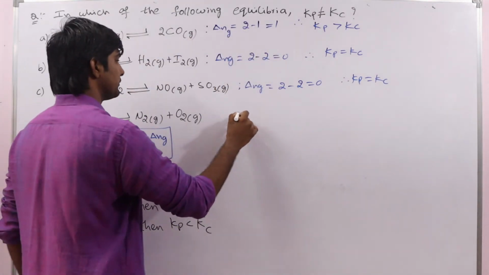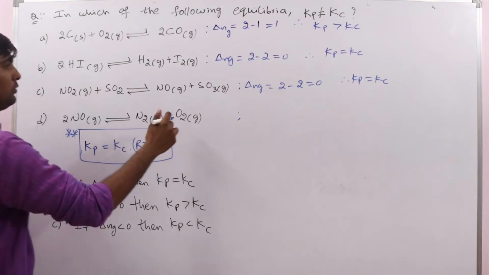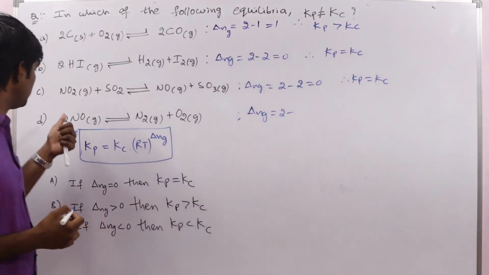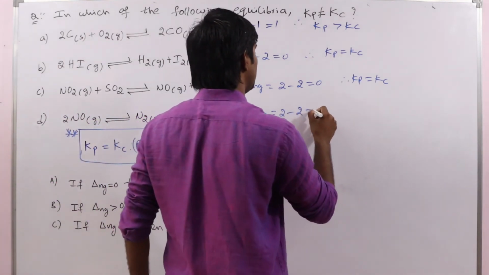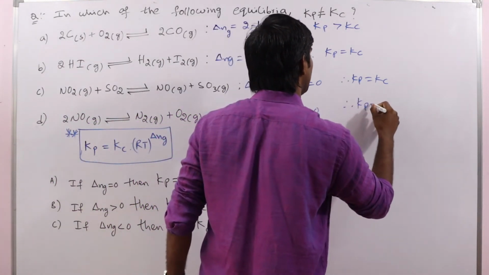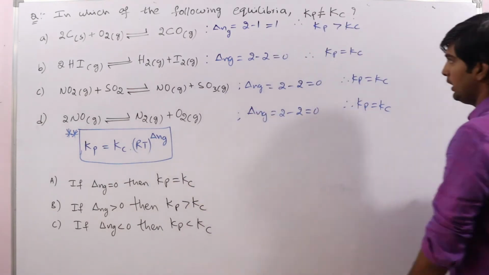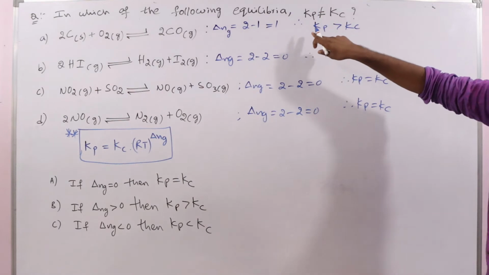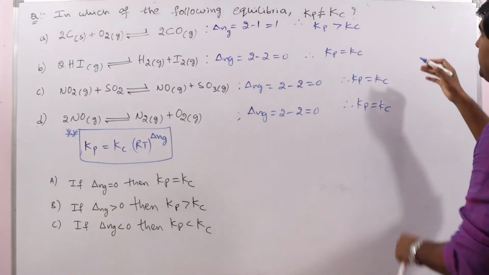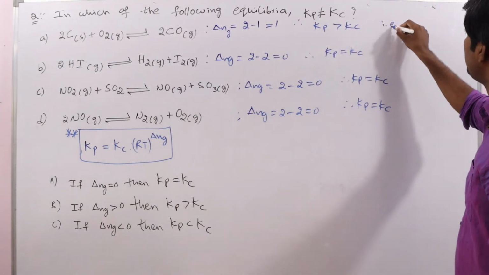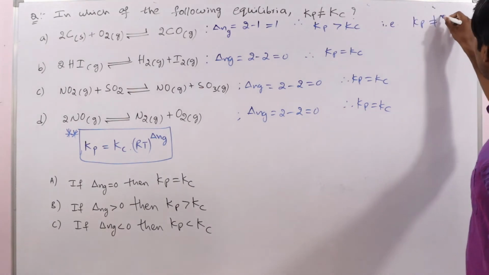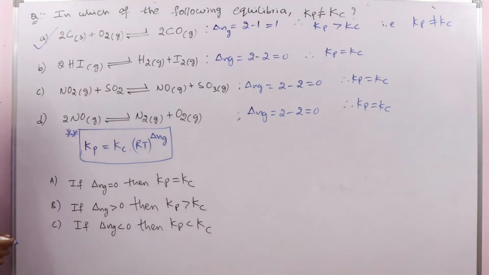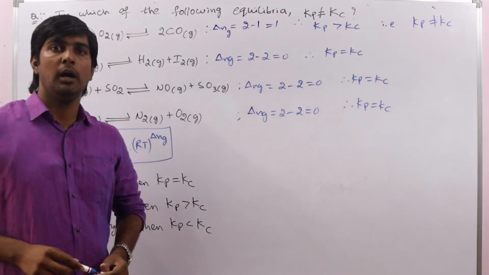Okay, next, see here 2 moles of gas products minus 2 moles of gaseous reactants, so 2 minus 2 equal to 0. Therefore here also Kp equal to Kc. Okay, so in these 3 reactions Kp is equal to Kc, but in the first reaction only Kp is greater than Kc, that is nothing but Kp is not equal to Kc. Okay, so what is the answer? Option A is the answer.